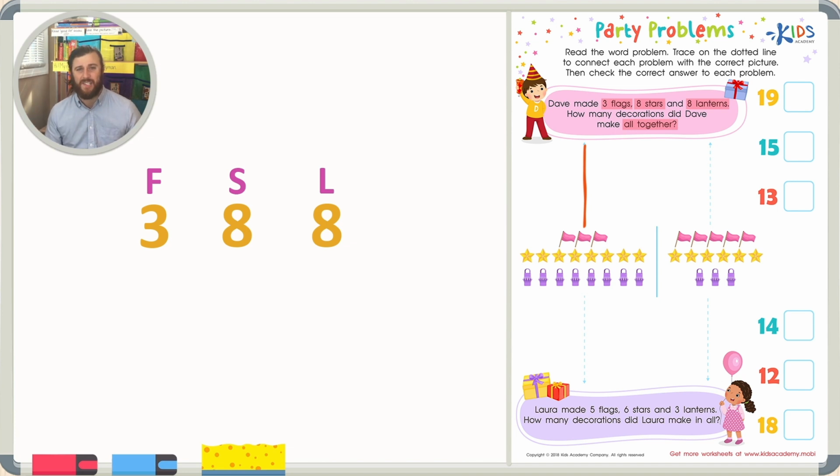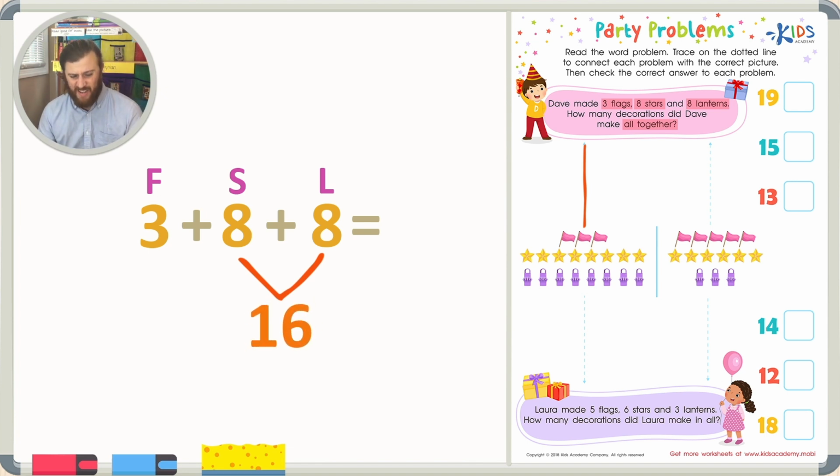The question asks, how many decorations did Dave make all together? So we're going to have to add 3 plus 8 plus 8 to find out how many decorations Dave made in total or all together. We can add in any order that we want because the commutative property says so. So let's add the doubles fact of 8 plus 8. I know that 8 plus 8 is 16. That's one of my doubles facts.